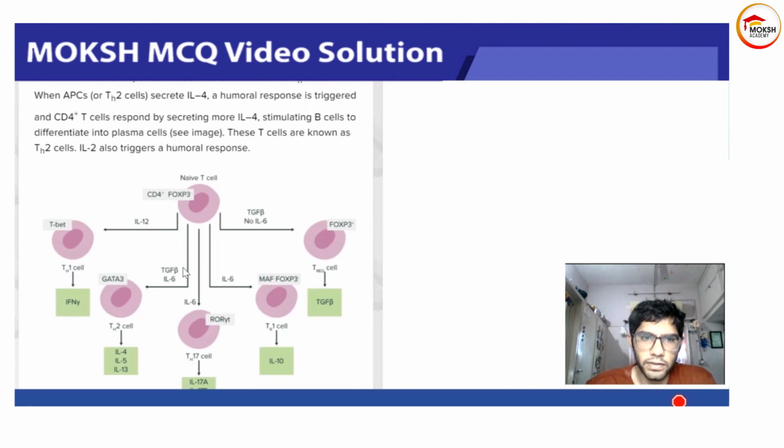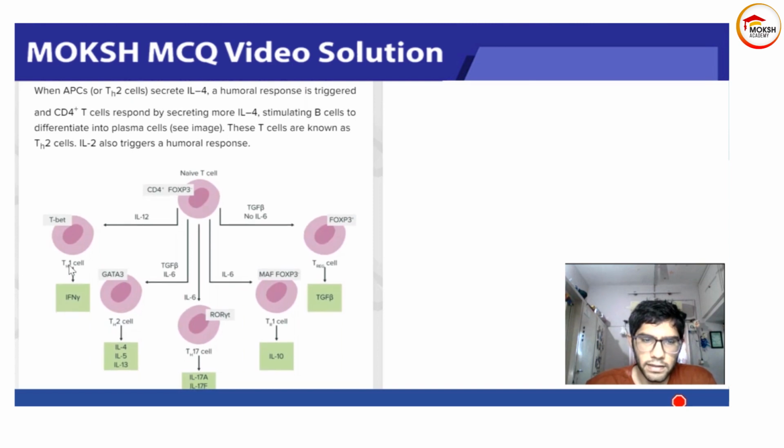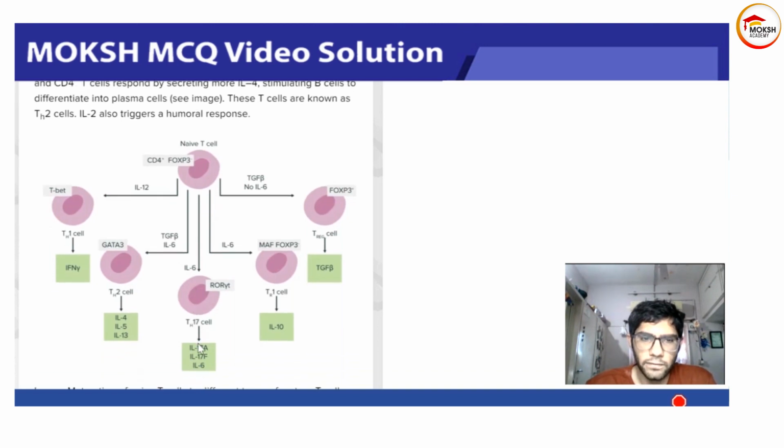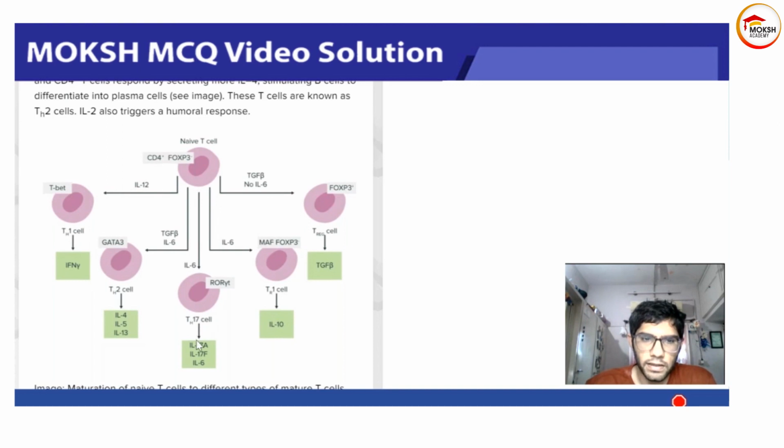When it is exposed to TGF beta and IL-4, we get a Th2 response. If this is intracellular, this is Th2. Th2 is something like an IL-4, IL-13 response. Then when we are exposed to IL-6, we get Th17. This is for extracellular organisms. IL-17A, IL-17F, IL-6. You need to remember only this much, this is more than enough.